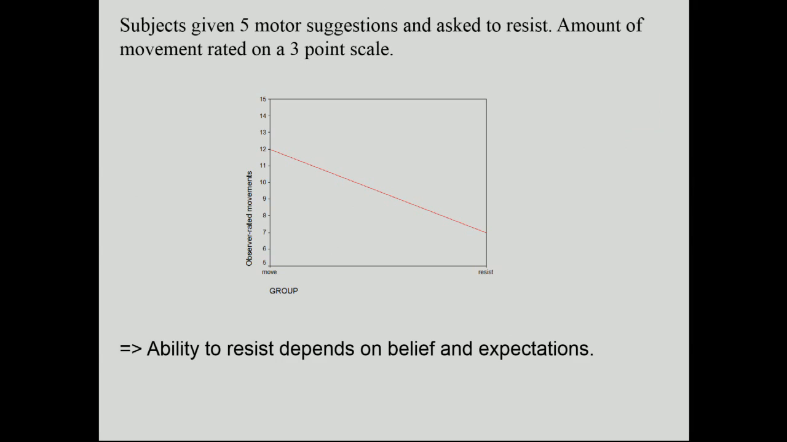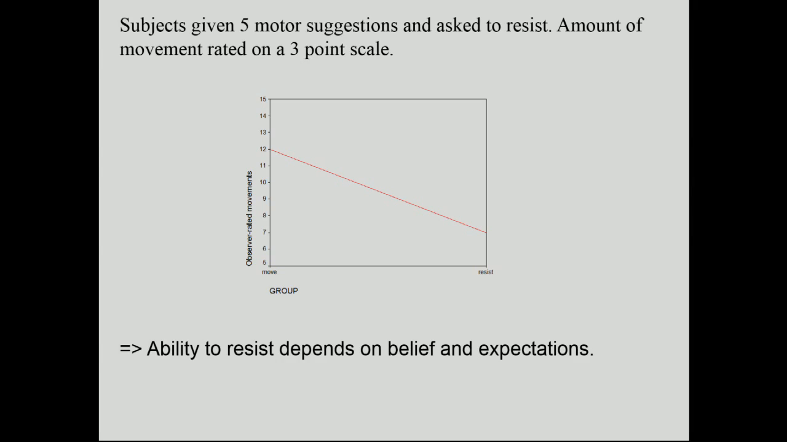Subjects were given 5 motor suggestions, for example, that your arm is light and then is rising, and then asked to resist it. And the degree of movement was rated on a 3-point scale, so 15 would be the maximum movement, and 5 would be the complete resisting. You could stop it without moving at all. Now the two groups, the group that were told they were able to resist, essentially resist almost completely and stop almost all motion from happening. But the group told that they wouldn't be able to resist, essentially were unable to resist at all. It's a fairly large and striking effect.